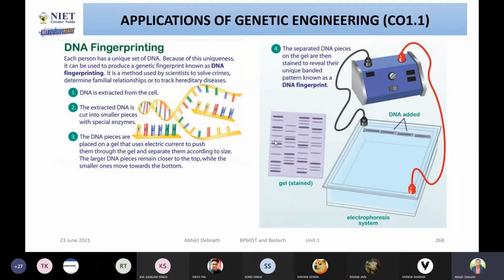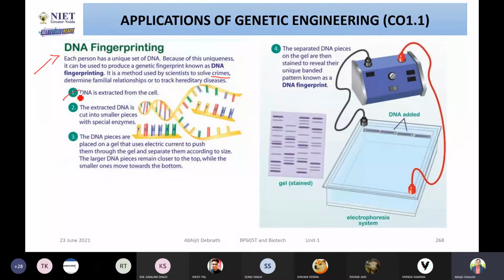And yesterday I discussed a very interesting lecture with your other friends. Those who attended are so lucky. I told about DNA fingerprinting. All of you are aware that nowadays, to solve various crimes, scientists are using DNA fingerprinting. How it is used, I also told in yesterday's lecture.